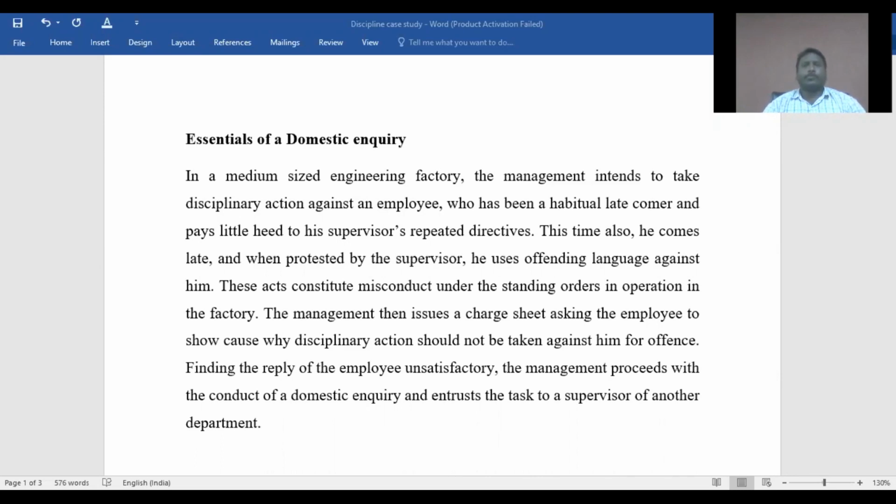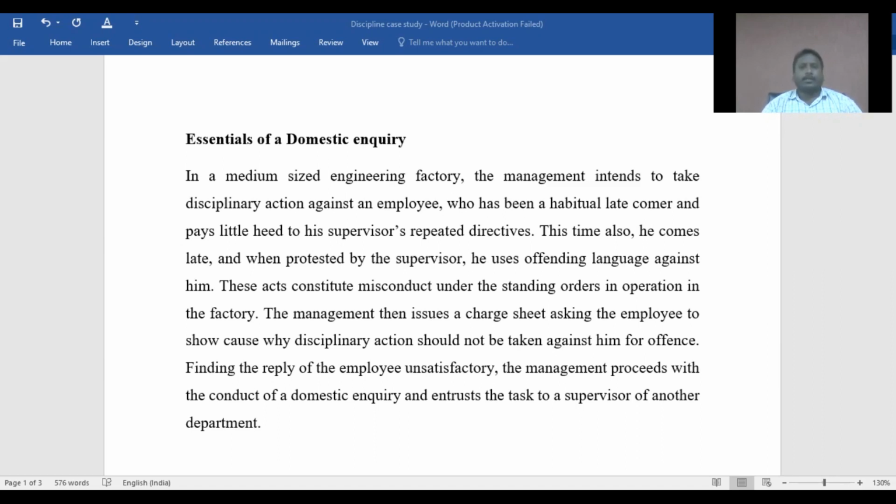In this video, we are going to understand and discuss a case study related to discipline. After looking into the case study, the individual is able to analyze the given situation or the case, and he is able to come up with his solutions. Let us see the case study.